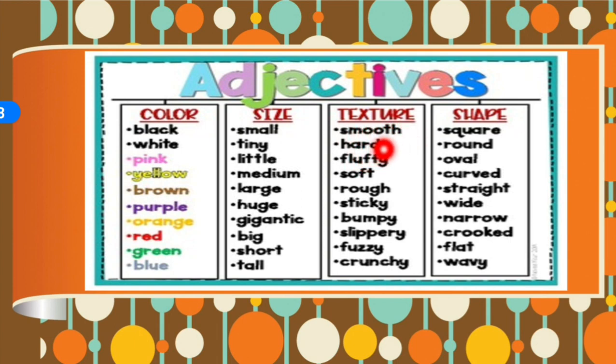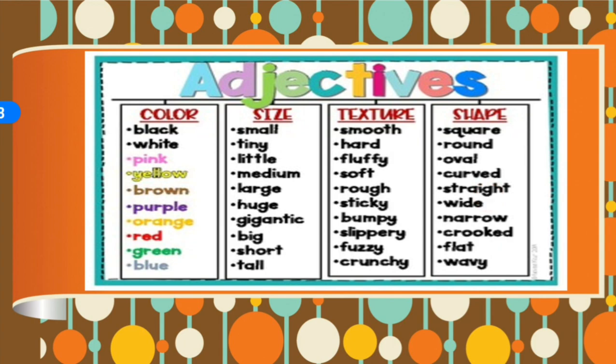We may say it is smooth, hard, fluffy, soft, rough or sticky. Like these are the examples of describing the texture of objects. And in case we need to tell the shape, we can say it is round, it is curved, it is square, it is straight or it is flat. So these are the describing words for the shape of a noun.